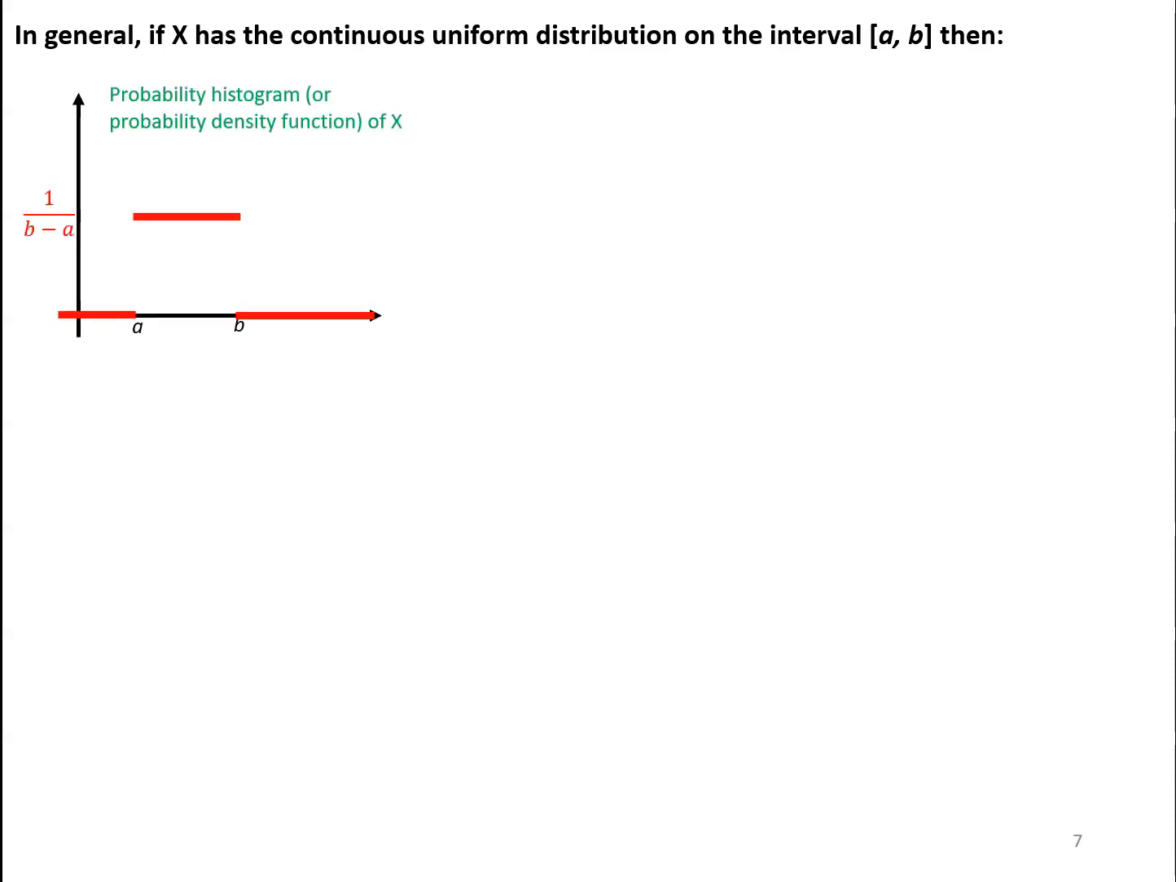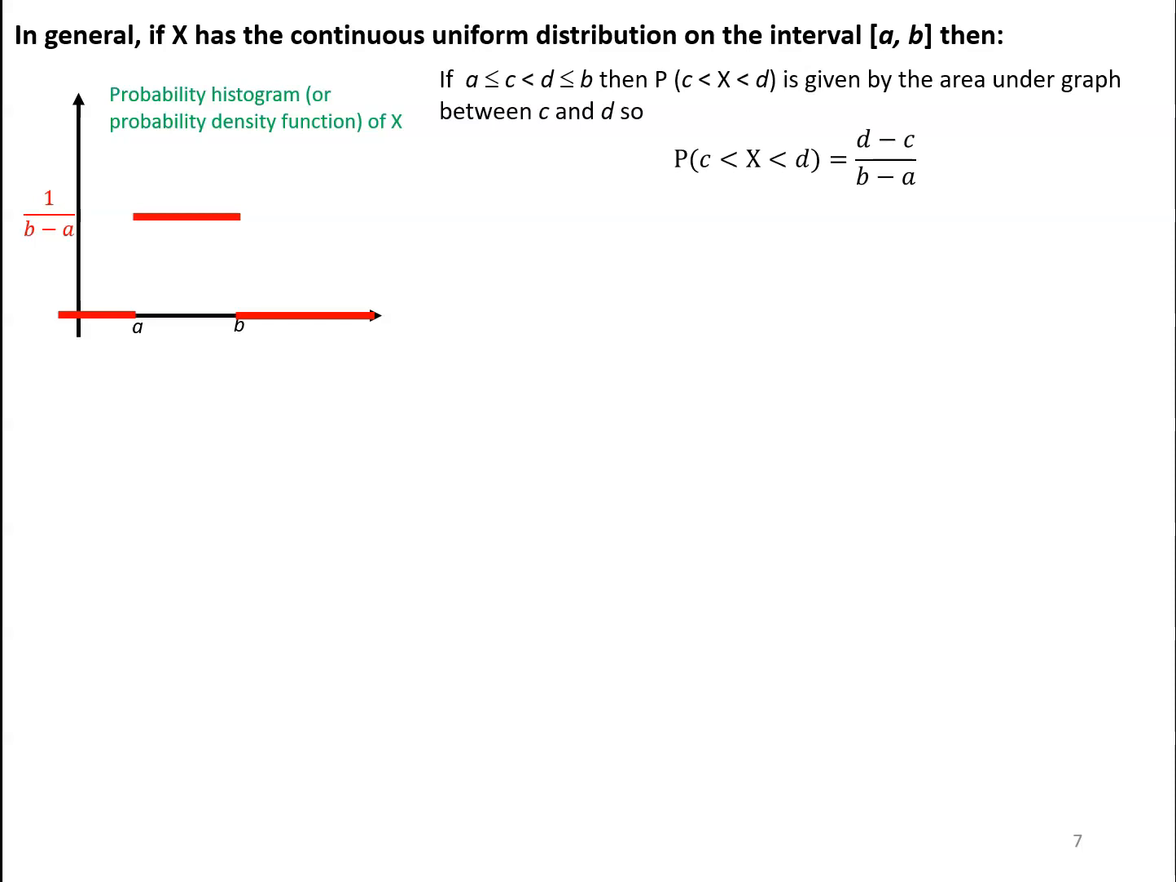Now, in general, if x has the continuous uniform distribution on the interval a up to b, then the probability density function, or the probability histogram for x, looks like the diagram we've got here. So it takes a constant value between a and b, and that constant value is 1 over b minus a, which ensures that the area underneath the graph is equal to 1.